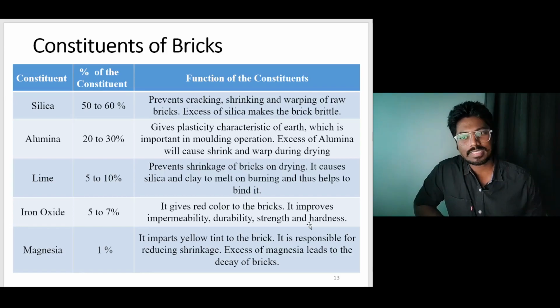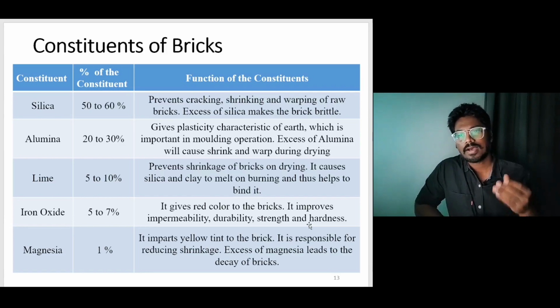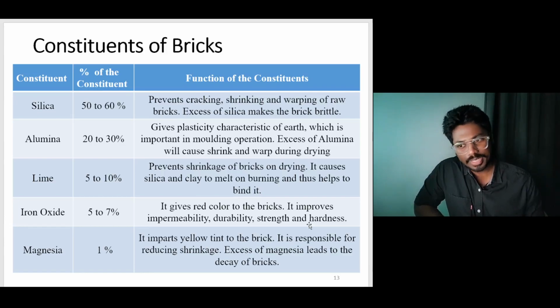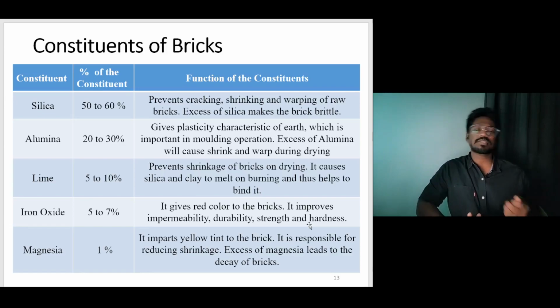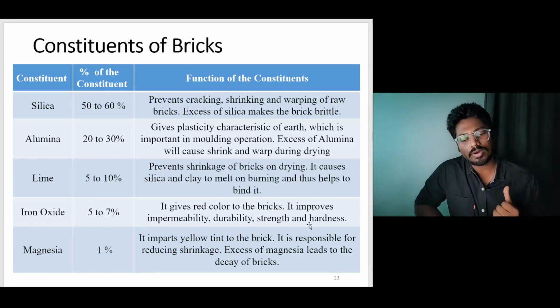Magnesia, 1%, it imparts a yellow tint to the brick. If the brick is too yellow, you can come to a conclusion that the brick has more amount of magnesia involved. It is responsible for reducing shrinkage. Again, excess magnesia leads to decay of bricks. Decay of the bricks is that the brick will not be able to exhibit proper crushing strength. The brick tends to become powdered in terms of excessive load.